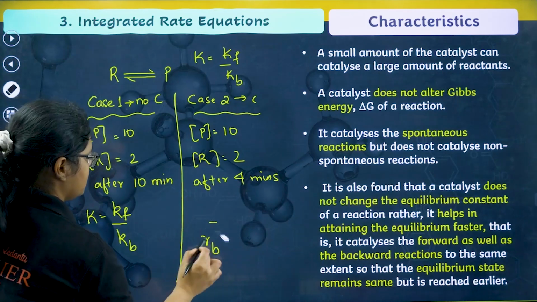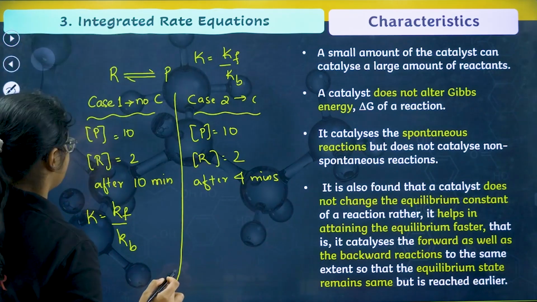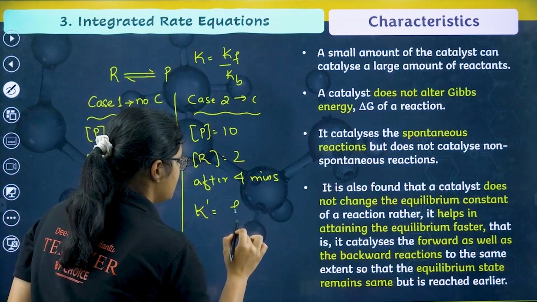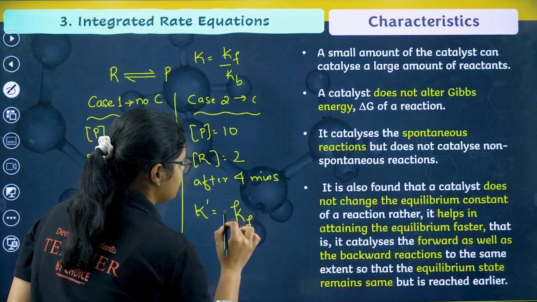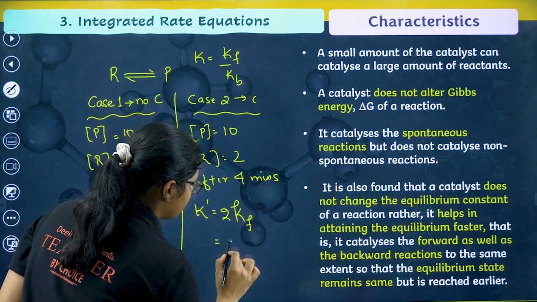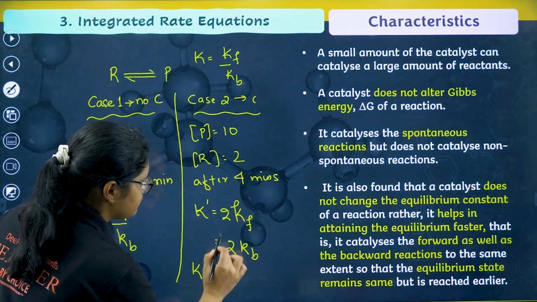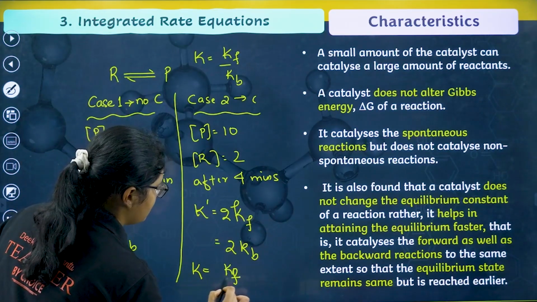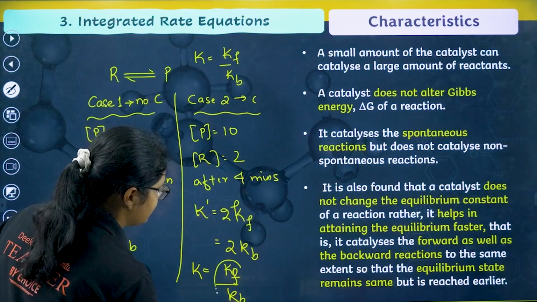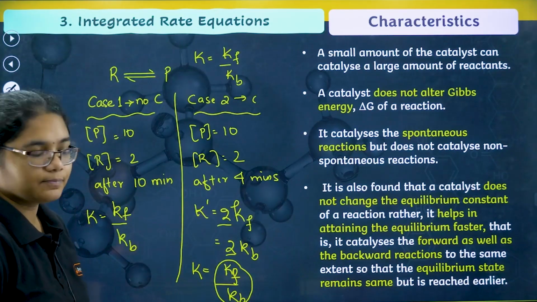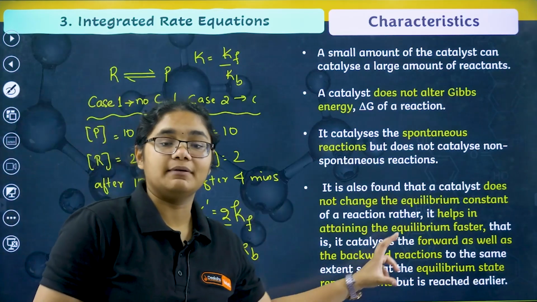Now what happens when I use a catalyst? What is the K forward? K forward becomes 2 times and K backward becomes 2 times. Now if you take the equilibrium constant formula, it will become Kf by Kb. So the value remains the same because both are increased by the same amount. So that is why the K remains constant.